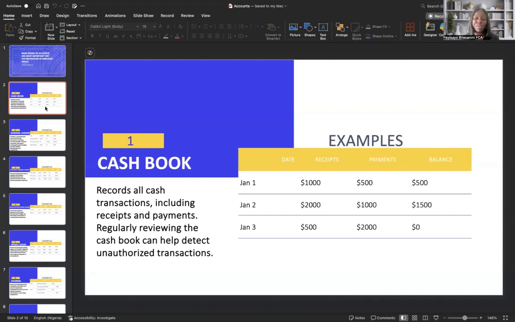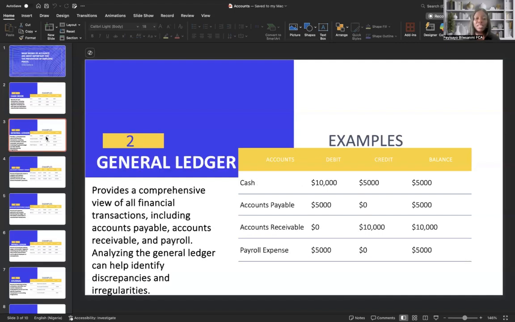So the cash book is very, very easy. It is one of those accounts that helps you to detect unauthorized transactions. One of the things that you should also have in your cash book is description of whatever it is that the money was spent on, right? Very, very important. So we're going to be looking into the next book.